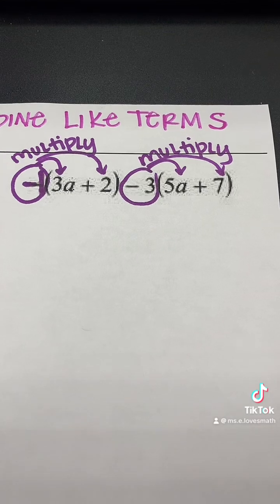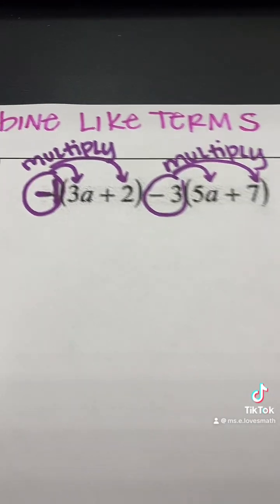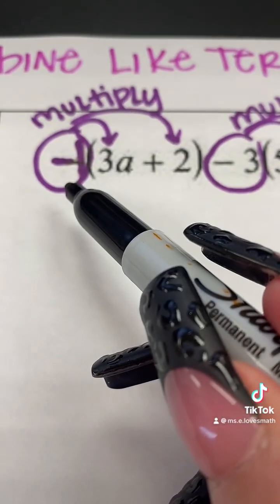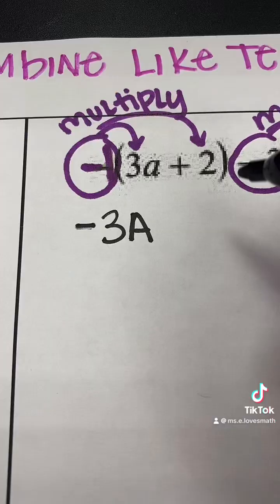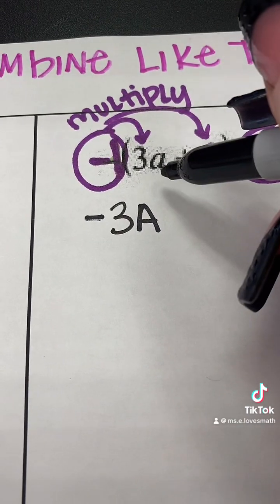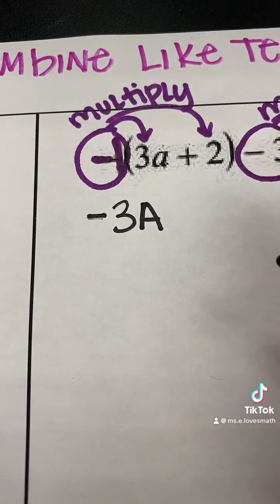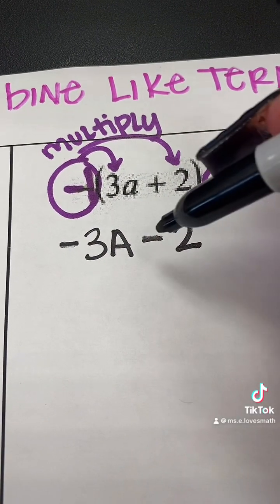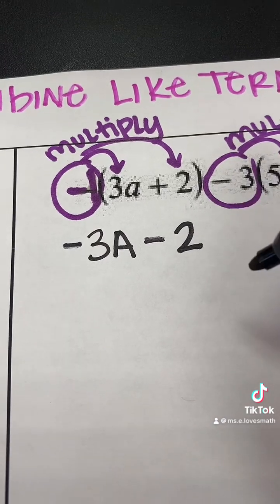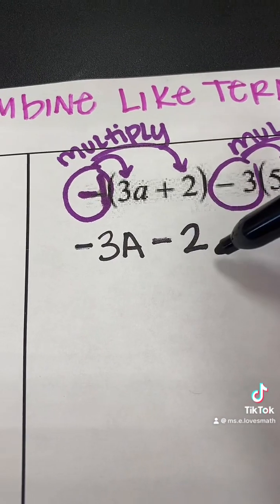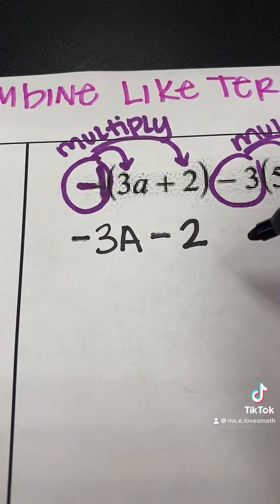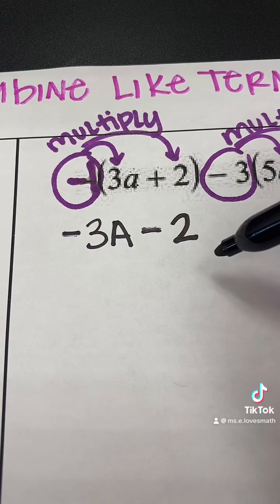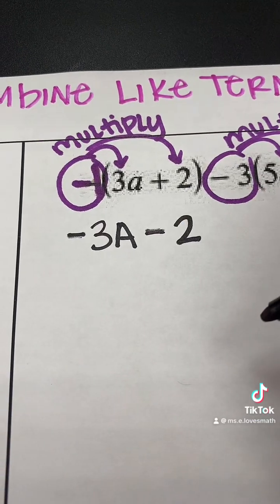I like to distribute one set of parentheses at a time, so we are going to start with this first set. We're going to take -1 and multiply it to 3a. -1 times 3a is -3a. -1 times +2 is -2. And remember, a minus and a negative are the same thing. They are a double agent. So I can write a -2, and that will also signify that this 2 is negative.